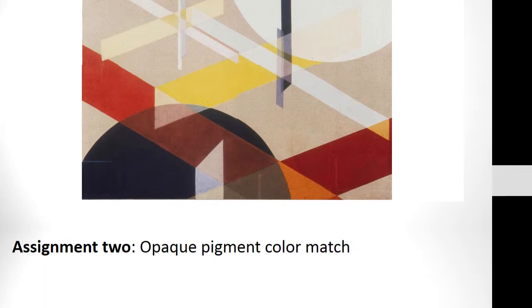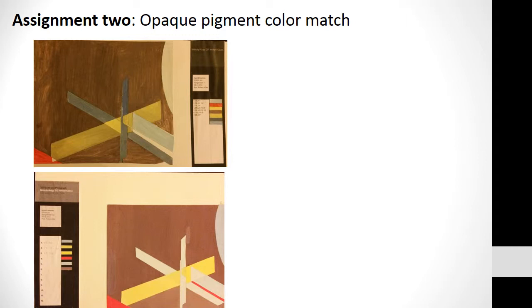The goal of this assignment was to see if we had a better understanding of the artist's methods, the way he used his layers, his overall organization structure of the painting. And we were to analyze the painting, our quadrant, and use gouache paint to try to match the same colors as the painting.